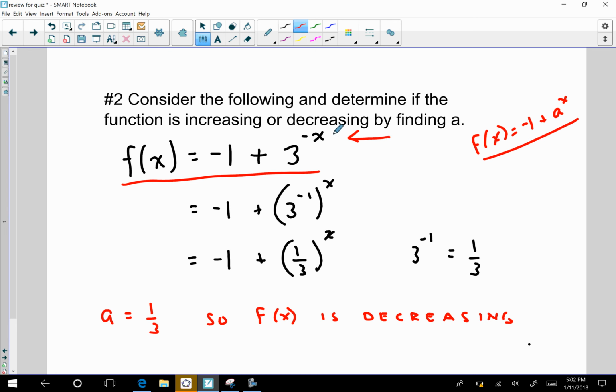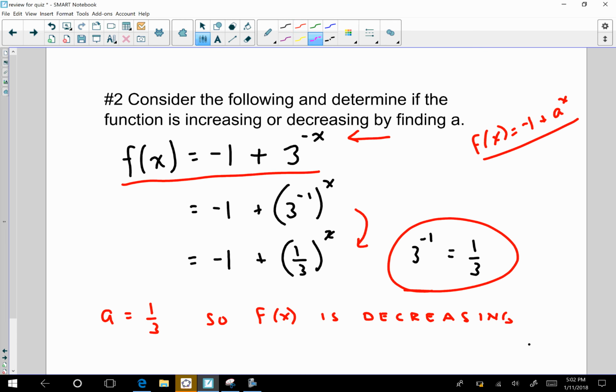And I know a power to a power is a multiplication. This is a law of exponents. So I can write f of x as negative 1 plus 3 to the negative 1 times x, and that's an exponent law. I'm not quite sure which one it is. I think it's rule number 4. But negative 1 times x is negative x. Then I can go from here to here, and all I simply do is write 3 to the negative 1 is 1/3. And that's a very common property of exponents. Oh, and now I have a is equal to 1/3.